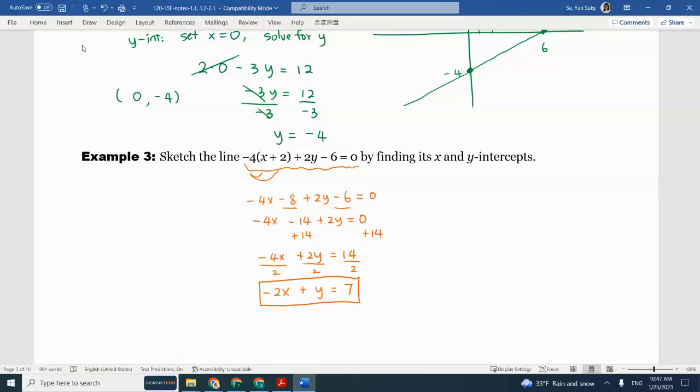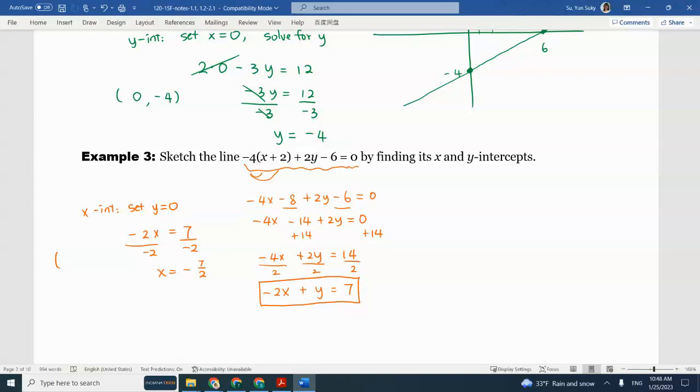Now we find the x-intercept. So for the x-intercept, we said y is 0. Y is 0, we get negative 2x plus 0 equals 7. If you know y is 0, then you don't need to write the 0. So negative 2x equals 7. Solve for x, so both sides divided by negative 2. We get x is, we can move the negative in front, so negative 7 over 2.